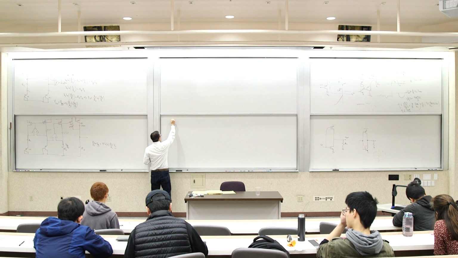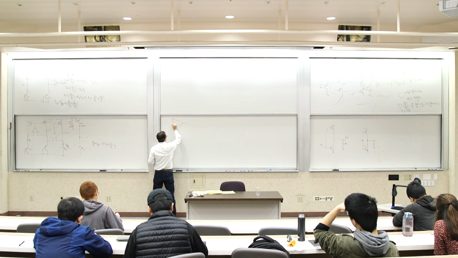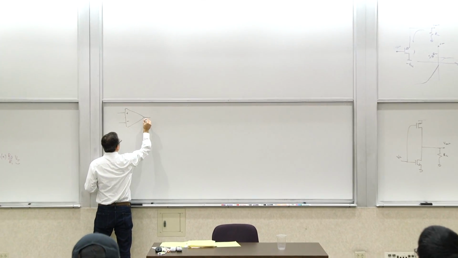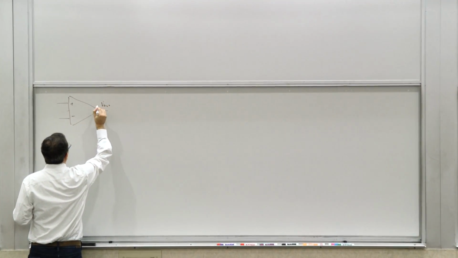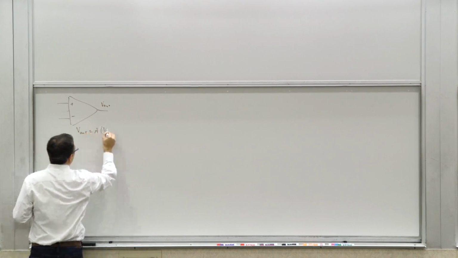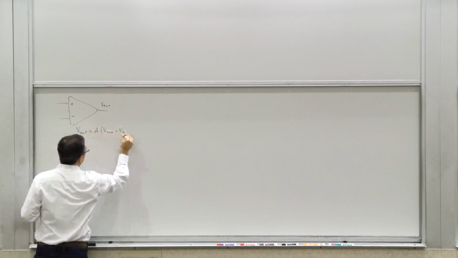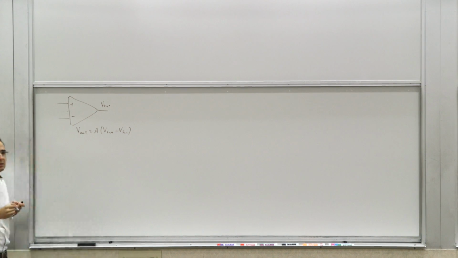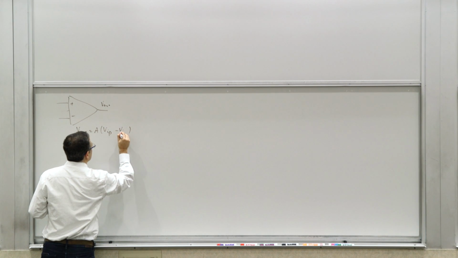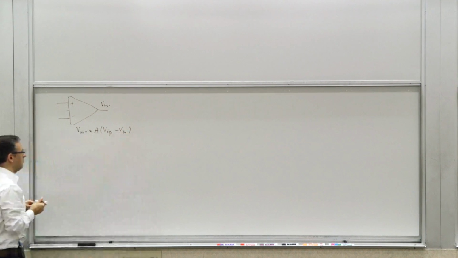So we are trying to make a block. This is obviously the symbol for it. I'm sure everyone is familiar with it. It has two inputs, a plus and minus input, and an output. The output is essentially some A times V in plus minus V in minus, or you could call it VIP minus VIN. Right? And you want this gain to be large.